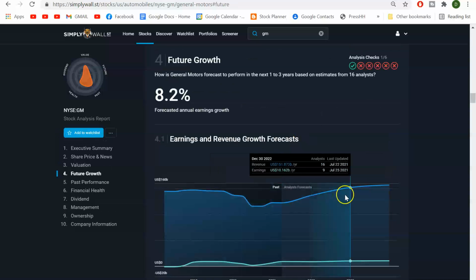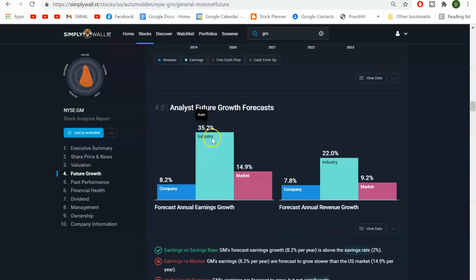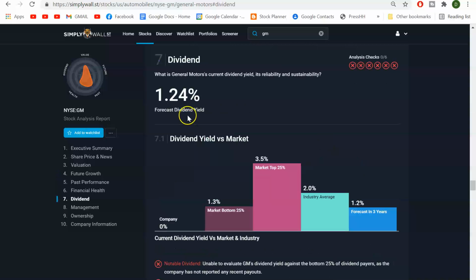And there is your growth line for revenue and earnings. Earnings look pretty flat. Here's the industry, and here is the company for earnings. And the revenue, again, the industry and the company. That doesn't look all that great. For those interested in dividends, it pays a dividend of 1.24%. This does not look like a high performer.